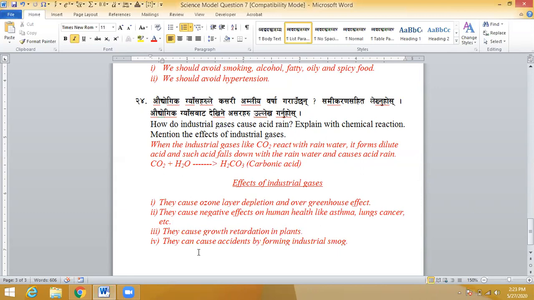The last point, they can cause accidents by forming industrial smog. This is smoke which is very white in color and very thick, and it can cover the entire city. It can cover our vision. Because of this, planes cannot land properly, and cars and vehicles may crash into each other. So this way it can cause accidents.